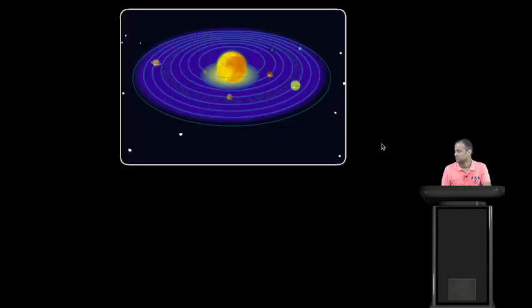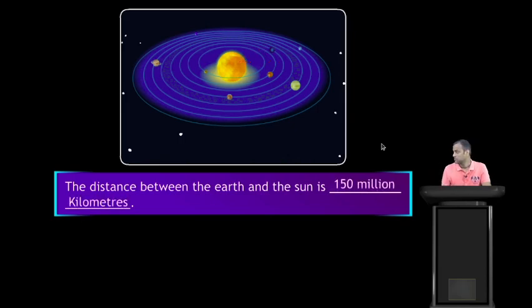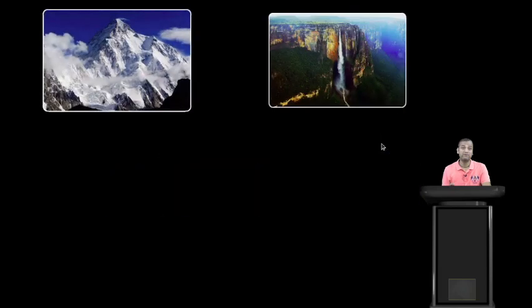Now this is another one. Yes, tell me. It's our solar system. The distance between the earth and the sun. Now what is the distance between the earth and the sun? It's also too big. It is 150 million kilometers. So these are some figures which are too big to measure. We cannot measure them with our usual instruments.